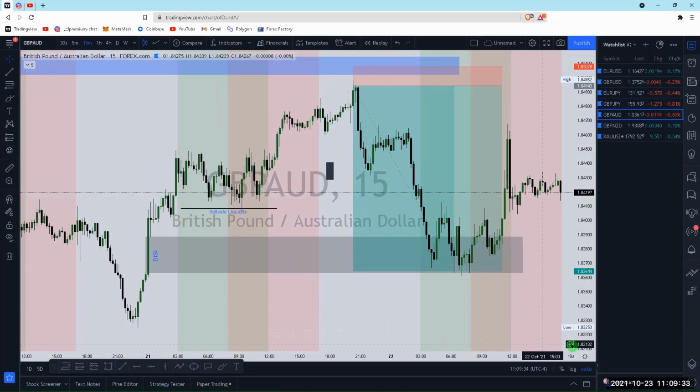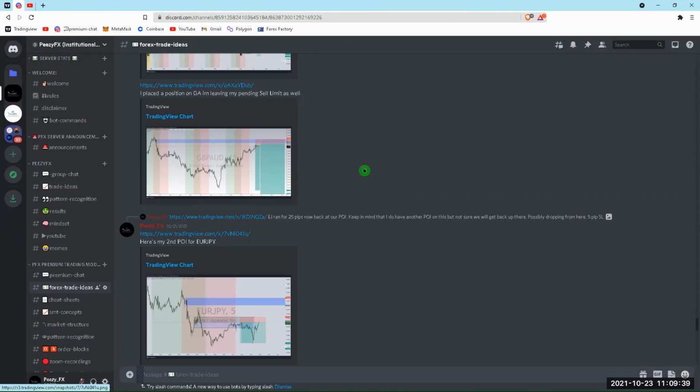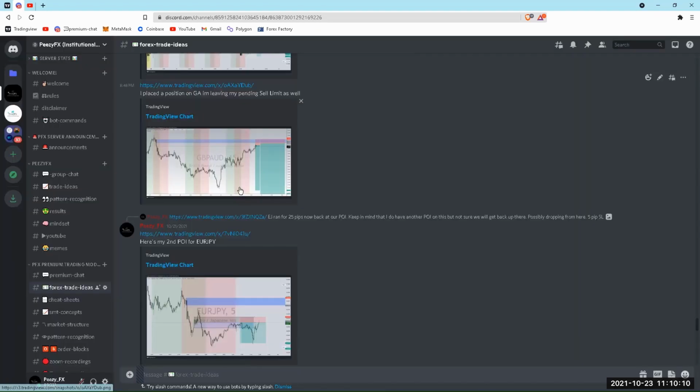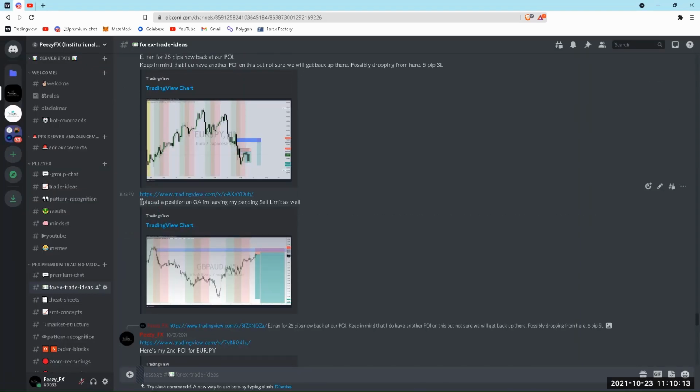All right, so here's another example right here. This is the Great Britain pound versus the Australian dollar, GBPAUD. So right here, I sent this chart markup out to the team, and I basically told them, hey, this area right here is my point of interest. I entered a sell right here. I was anticipating price to come up here into this level, but I told them that I went ahead and entered a position here to secure my position. So right here, I said, I placed a position on GBPAUD. I'm leaving my pending sell limit as well.